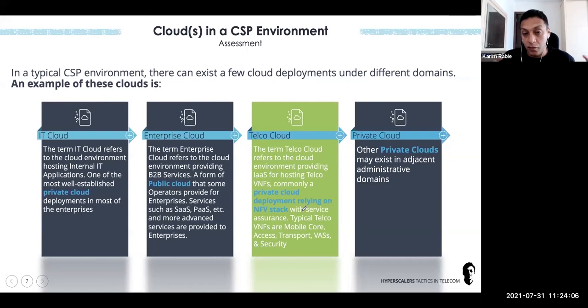So these are the cloud stacks that most probably will be there in a typical CSP: the IT cloud, the enterprise cloud or public cloud, the telco cloud, and other private cloud stacks.